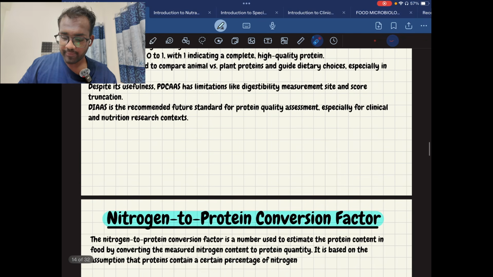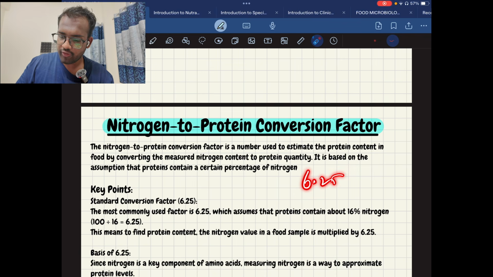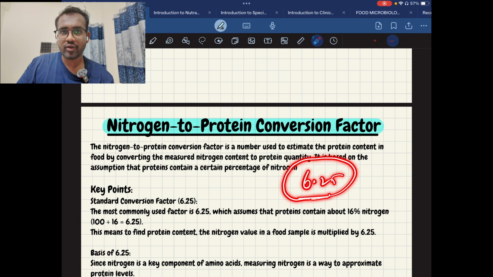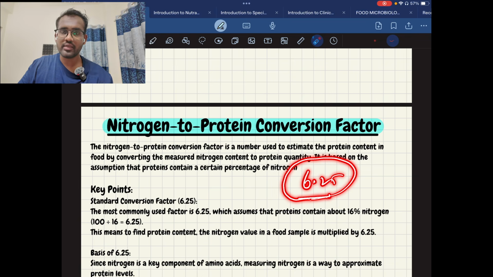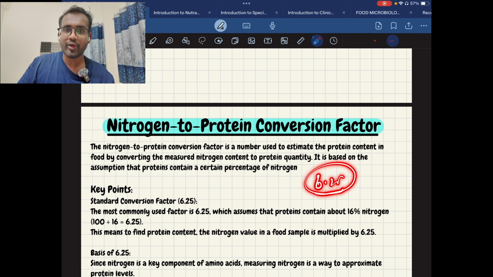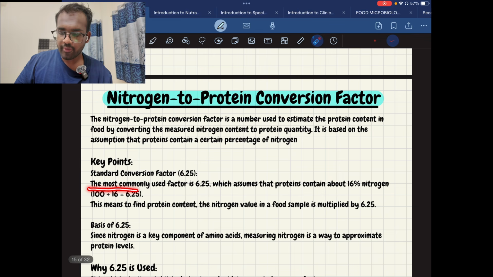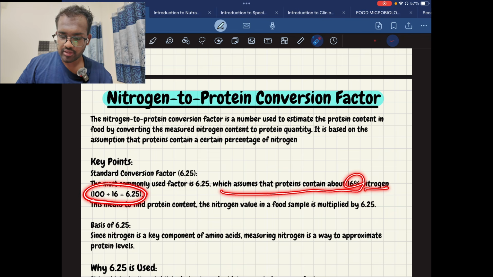And there is one more topic called the nitrogen to protein conversion factor. There is a number which is 6.25. It is a standard conversion factor for the nitrogen content in protein. The amount of nitrogen produced from the protein is counted using this number, 6.25. If the nitrogen profile reaches that, it is a complete protein. It's the mostly used factor. If there is less nitrogen content, then the number will be less than 6.25, meaning less nitrogen in that protein. You can see here the most commonly used factor is 6.25, which assumes the protein contains about 16% nitrogen. 100 divided by 16 is 6.25. This is how you find the nitrogen content in protein.